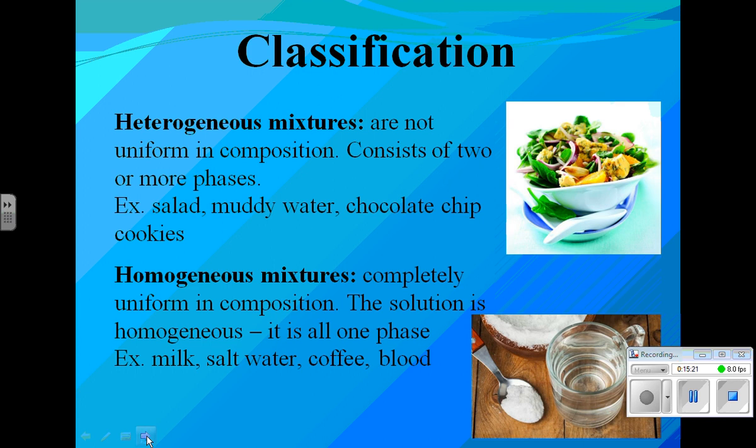Coffee, tea, your blood. You can't tell the difference that there's white blood cells, red blood cells, plasma, all those things in your blood, but all those things are there. So again, you might want to make sure you write this down in your notes. It's a uniform composition, looks the same throughout, and then write down some of the examples. This is where we need to take a pause real quickly for you to get all that into your notes.